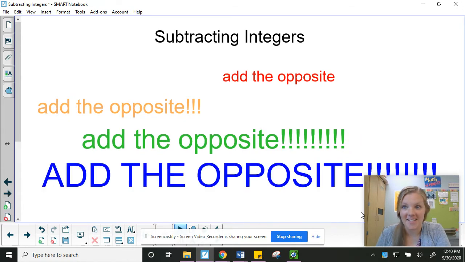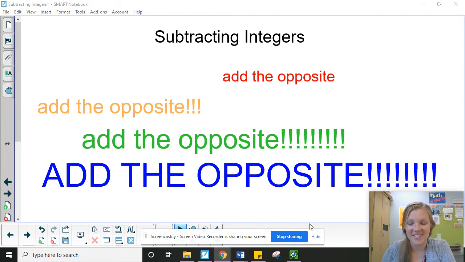Add the opposite. Subtract integers: you have to add the opposite. Yes, I want that written four times in your notebook.